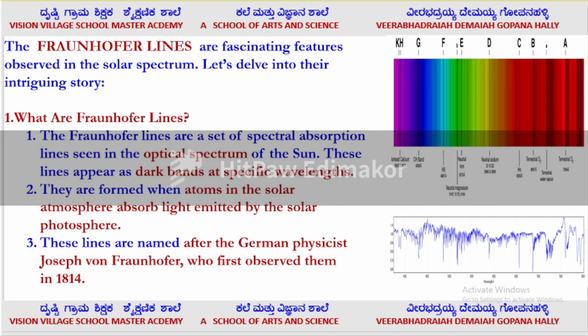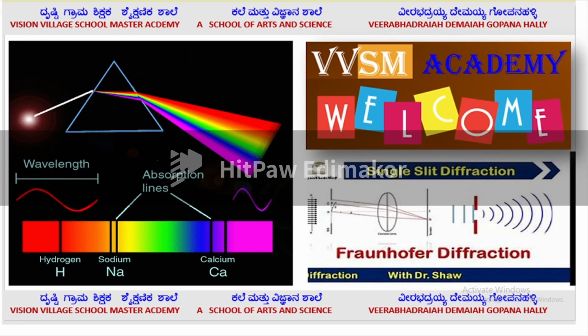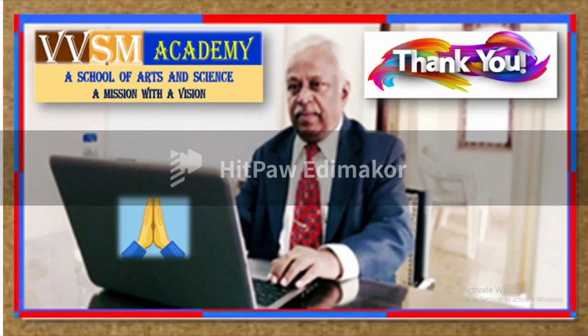Fraunhofer lines are highly fascinating features, as we discussed, in the solar spectrum. Let us delve into the intriguing story he explained earlier. These are the single slit diffraction, Fraunhofer diffraction. He explains the wavelength absorption lines: hydrogen, sodium, and calcium. Thank you, friends, for listening.